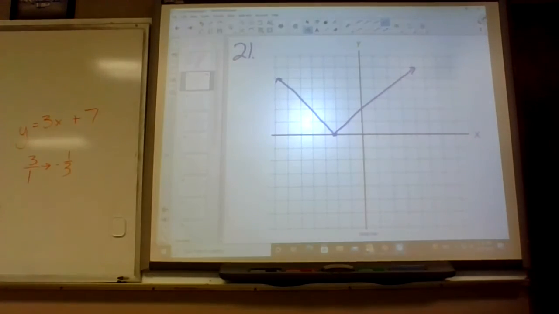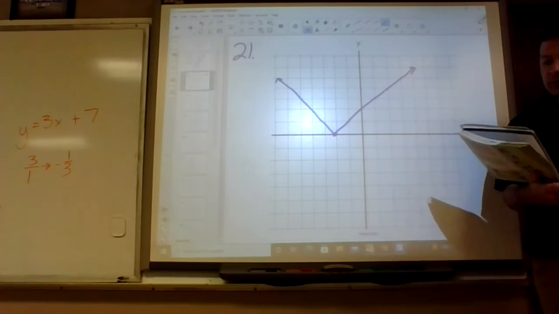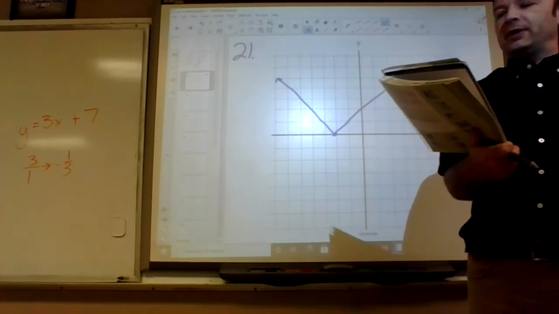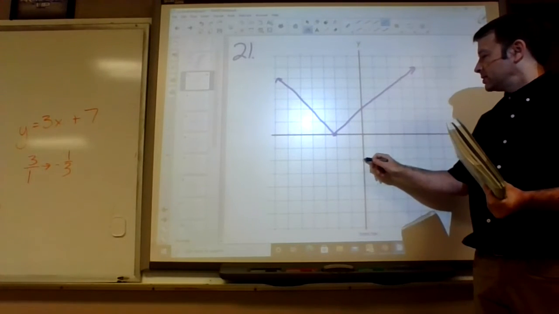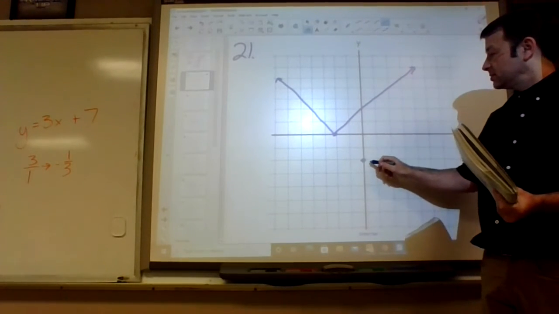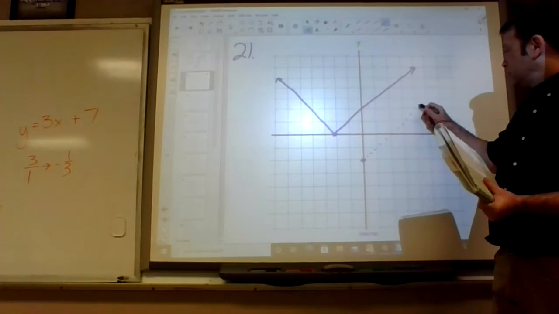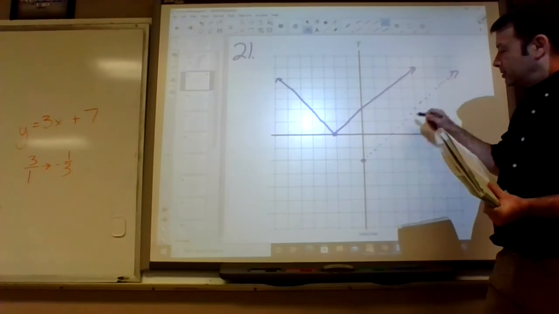Okay. On the second one, what does the minus 2 outside of absolute values do? Down 2. Is it solid or dashed? Looks like they were tricky on this one.